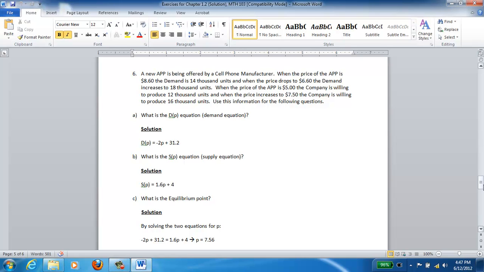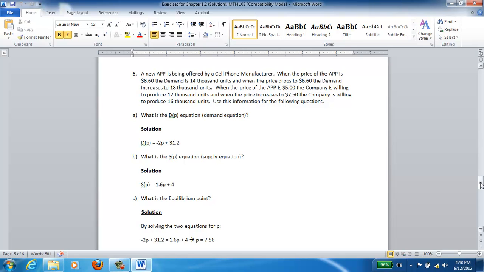Problem 6. Supply and demand. A new app is being developed by a cell phone manufacturer. When the price of an app is $8.60, the demand is 14,000 units, and when the price drops to $6.60, the demand increases to 18,000 units. Using our linear formula, we can come up with an equation of D(P) equals -2P plus 31.2.